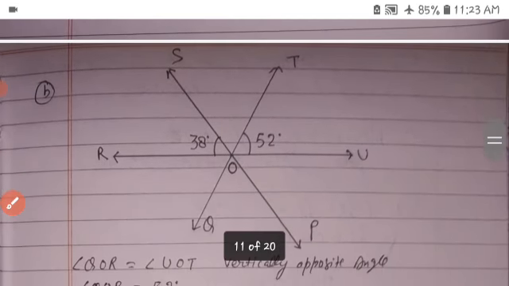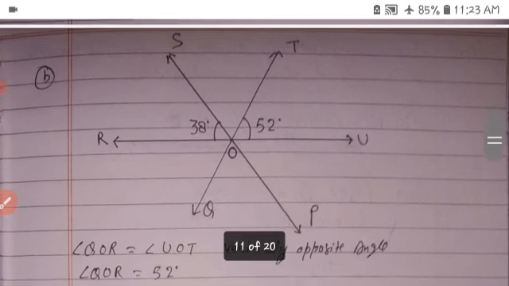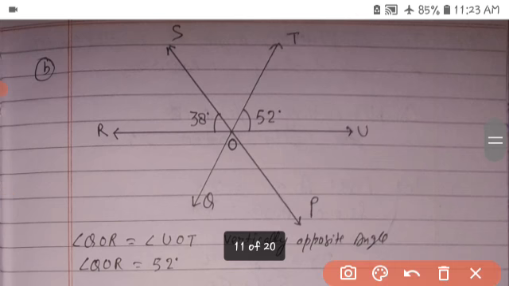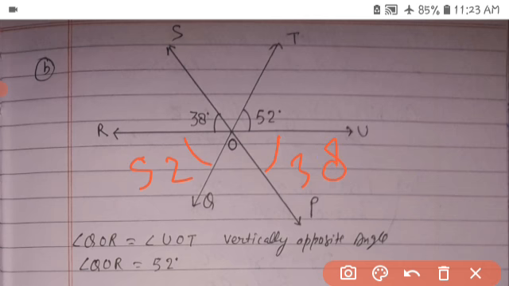Next figure. Look here, these are vertically opposite angles. This angle is also 52 degrees. These are also 38 degrees. Now find out this angle. The sum of these three angles is equal to 180 degrees, because the sum of angles in a straight line is 180 degrees. Now look at the solution, all of you.